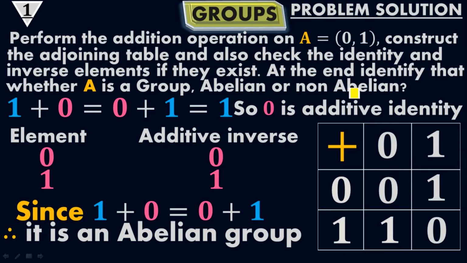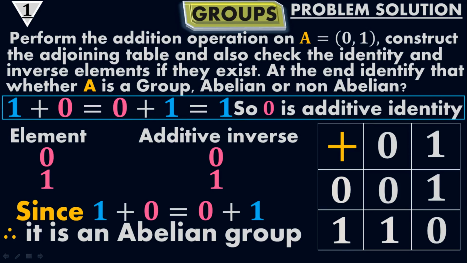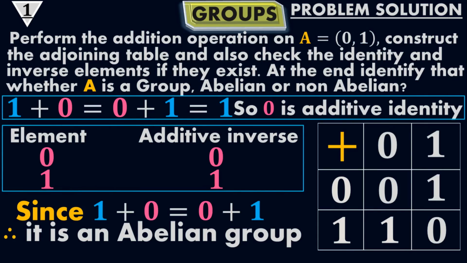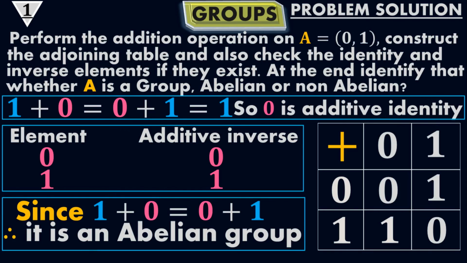We got all the three objectives. First, to construct the adjoining table, which was this. Secondly, to check the identity and inverse elements. 0 is the identity element and 0, 1 are the additive inverse elements. The last objective was the category of the group. We got that it is an abelian group because it satisfies the commutative law. So that's what we have been asked in this problem.